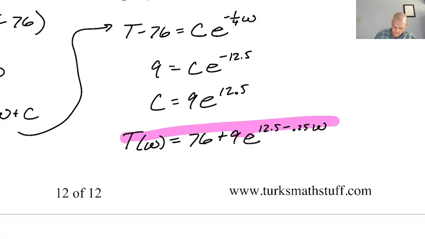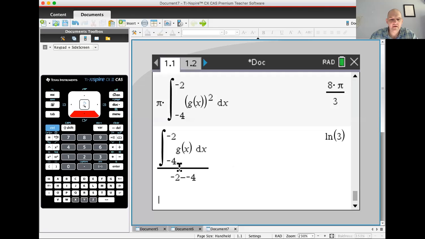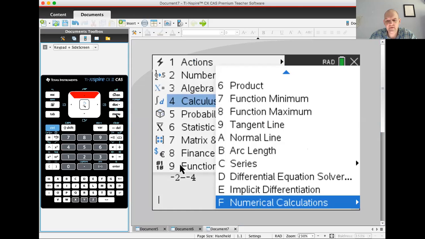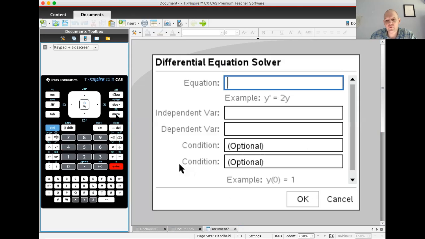I'll check this, partly just to show you that you can, and also to make sure that we got it right. Let's see what the calculator does with this. So we go over to the calculator and the differential equation solver. Menu, then D. Or you can type deSolve, but on the CX2 there's this wizard that pops up, which is super useful.